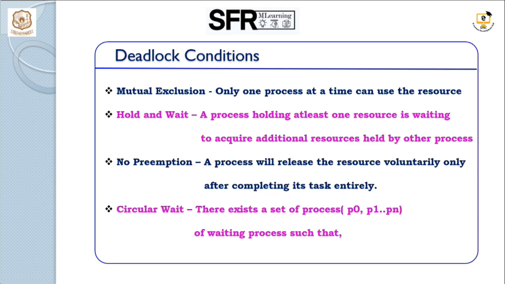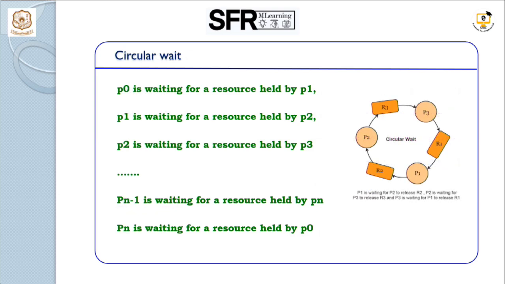Circular wait is nothing but processes waiting for an unwanted amount of time circularly. Look at the example here. In this case, process P0 is waiting for a resource which is already held by P1. Likewise, P1 is waiting for a resource already held by P2. In this way, the nth process Pn is waiting for the resource which is already held by P0. In this case, none of the processes will complete its execution, which leads to a circular wait situation.